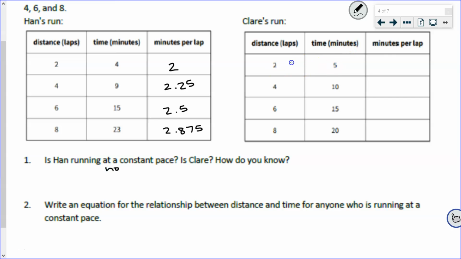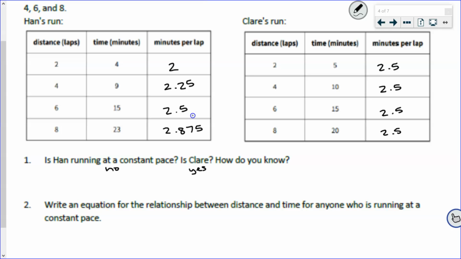5 minutes, 2 laps, that's 2.5 minutes per lap. 10 minutes, 4 laps, that's another 2.5. What about this one? 15 minutes, 6 laps, 2.5. 20 minutes, 8 laps is 2.5 minutes per lap. Is Claire running at a constant pace? Yes, she is. How do you know? Because we did the work, right? Because this is the same. 2.5 minutes per lap everywhere. This is a number that's changing, so not the same.